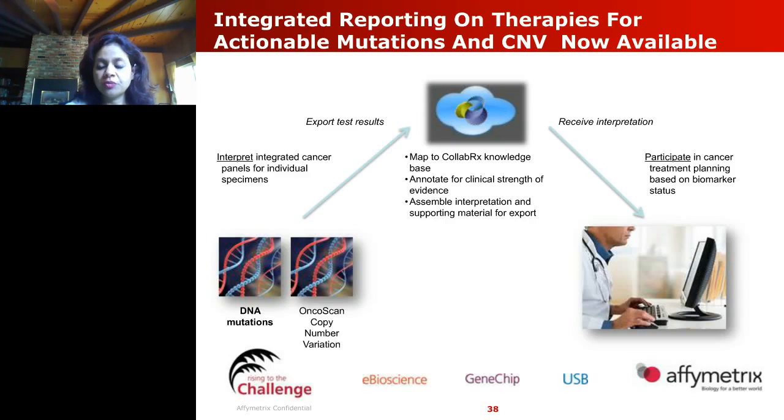We have a partnership with a company called CollabRx, which can now pull DNA somatic mutation VCF files from any source, including next-gen somatic mutation panels, pull copy number data from OncoScan, and generate a single report outlining therapy options, actionable therapy options in a single report to the lab director, who can then customize it and make it available to the oncologist end user.